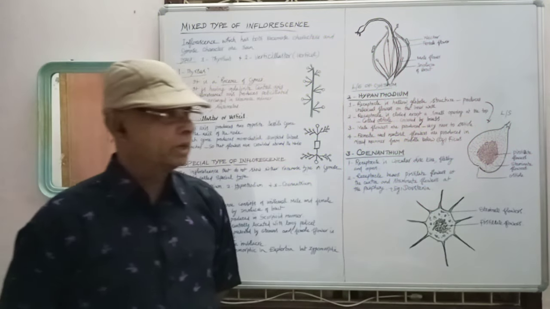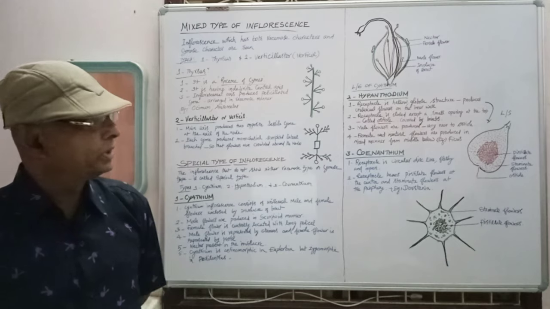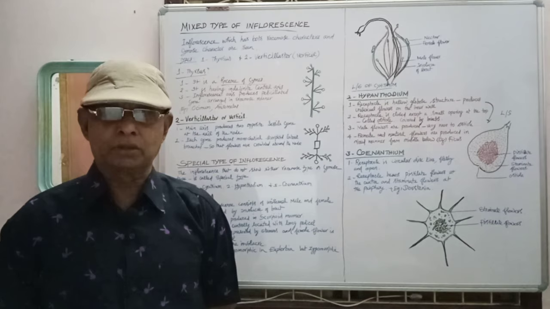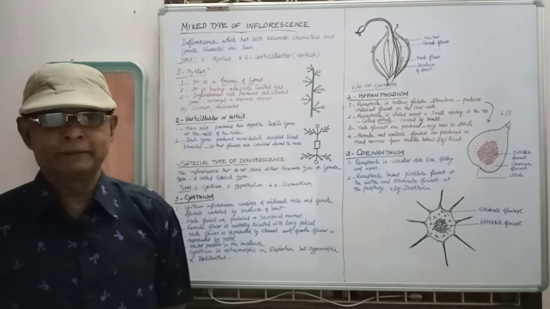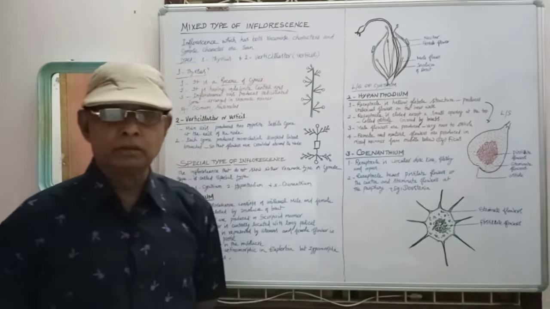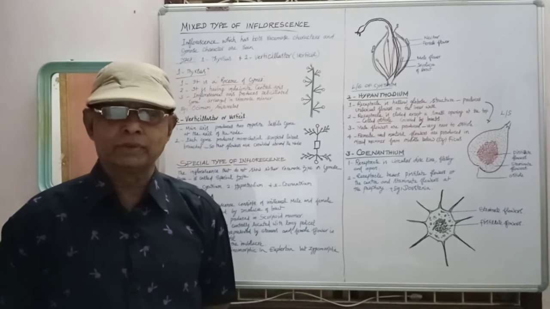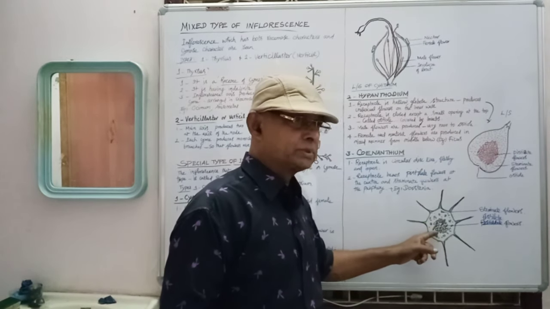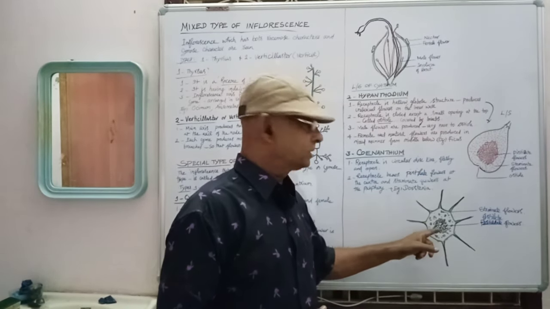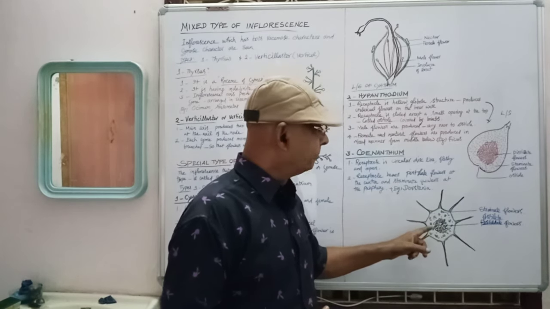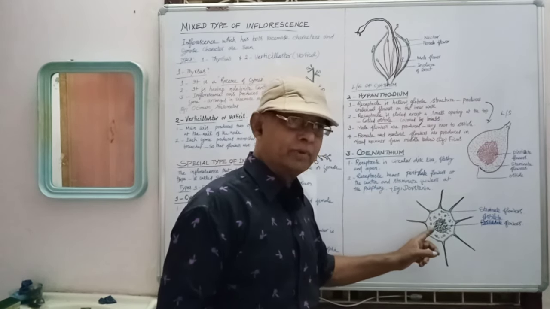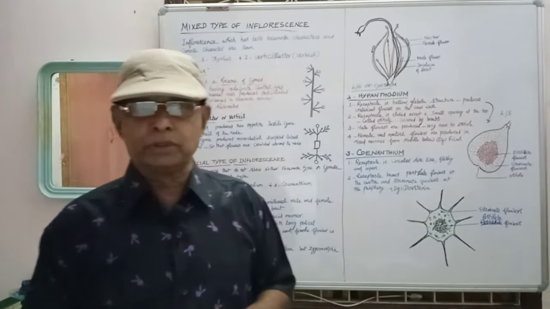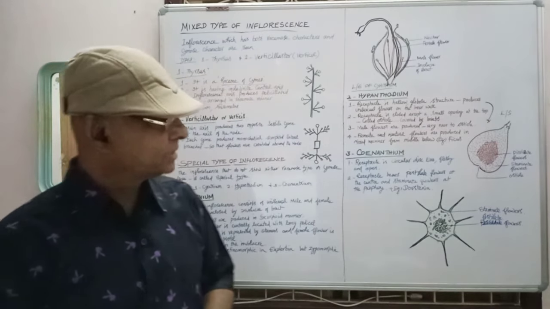The third one is coenanthium type of inflorescence. It is also a special type of inflorescence. Here also the receptacle is fleshy, circular, disc-like and open. The receptacle protects pistillate flowers. Pistillate flowers are produced, that is the female flowers, and they are surrounded by male flowers, staminate flowers. Staminate flowers can be seen at the periphery of the receptacle. So that is about the coenanthium type of inflorescence.